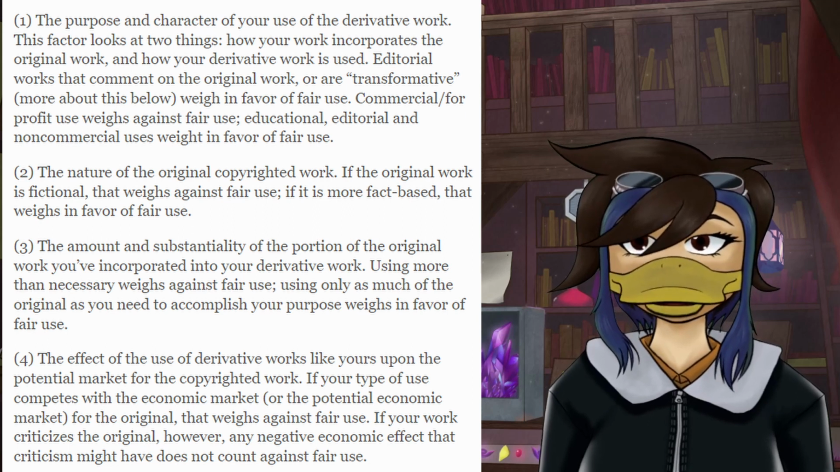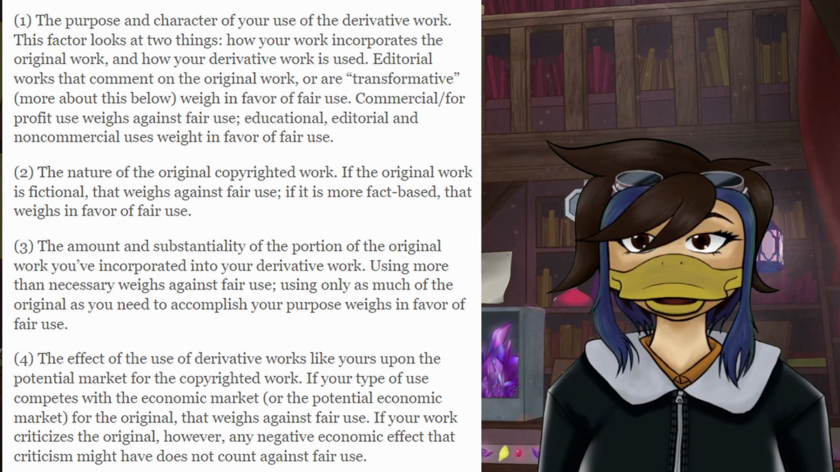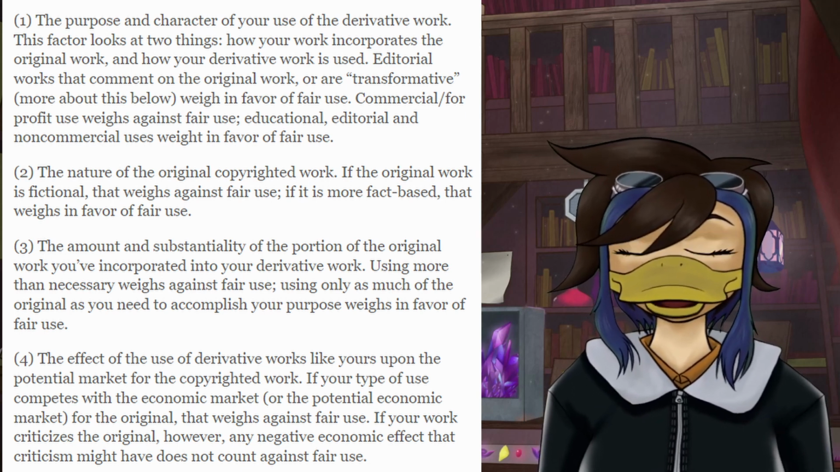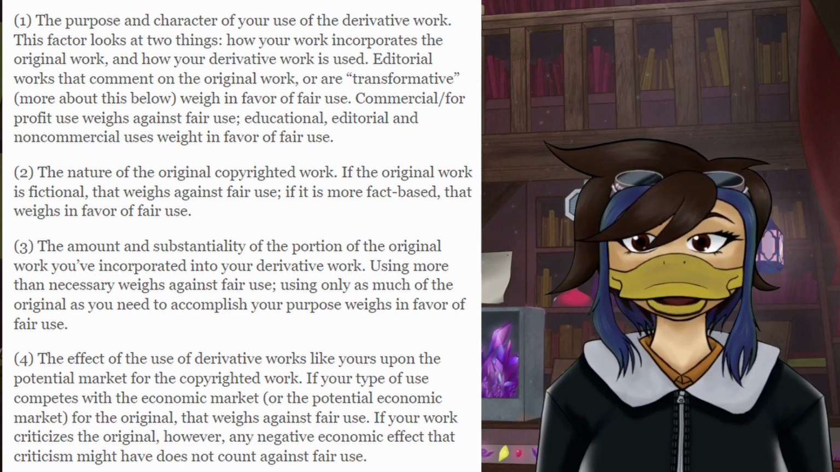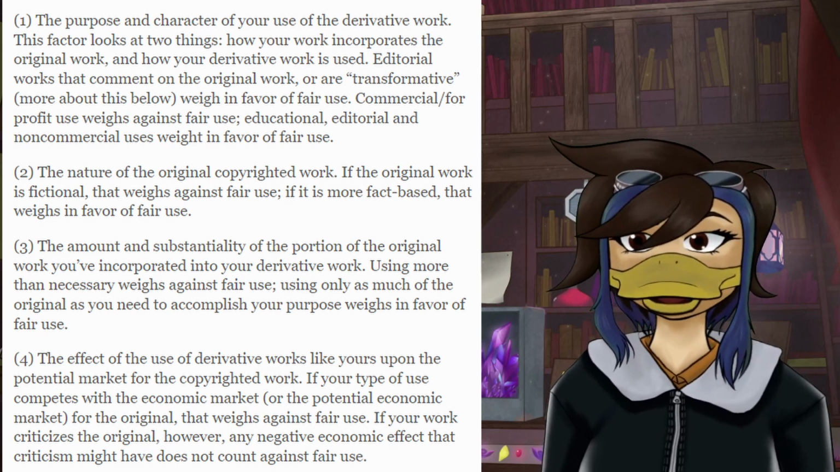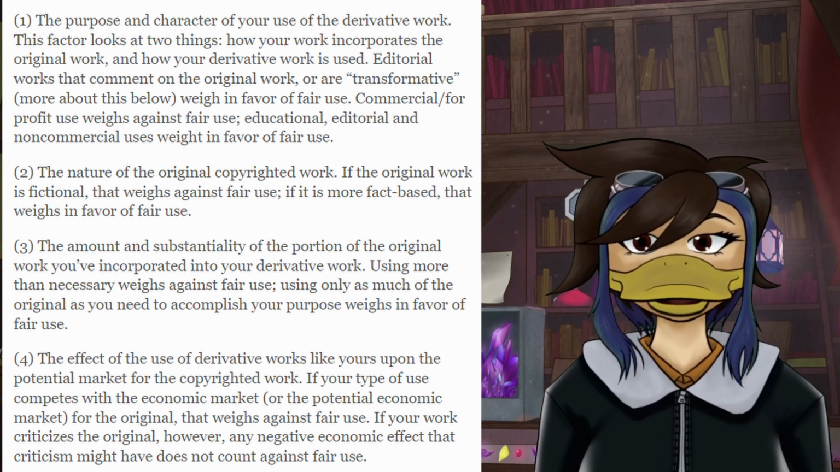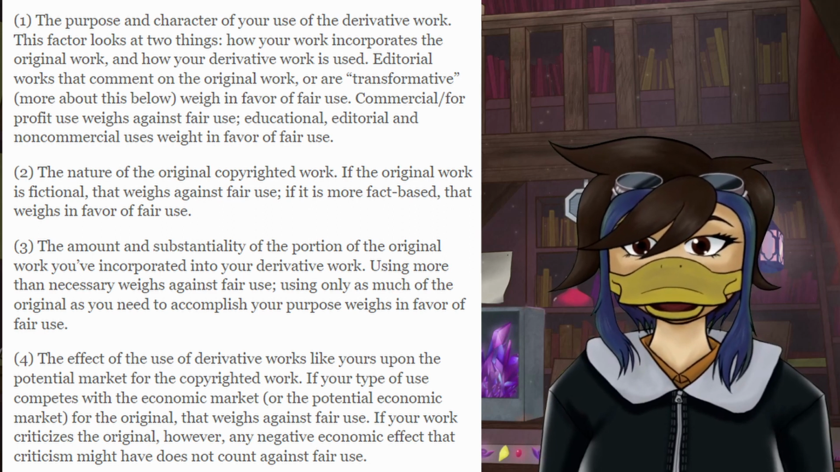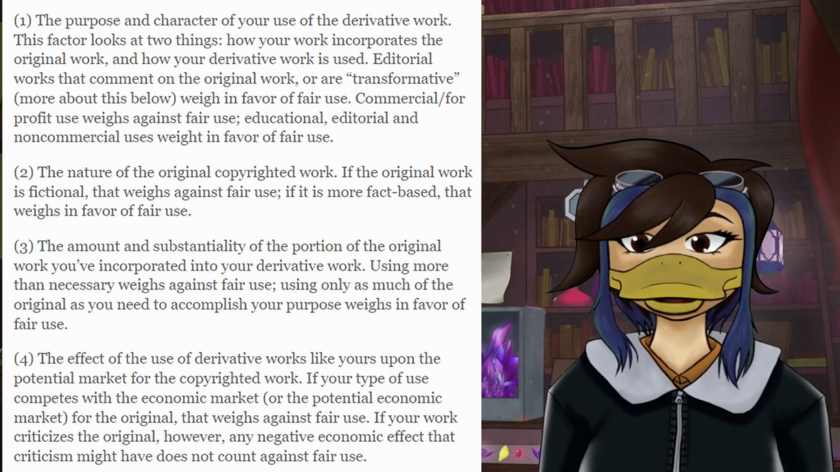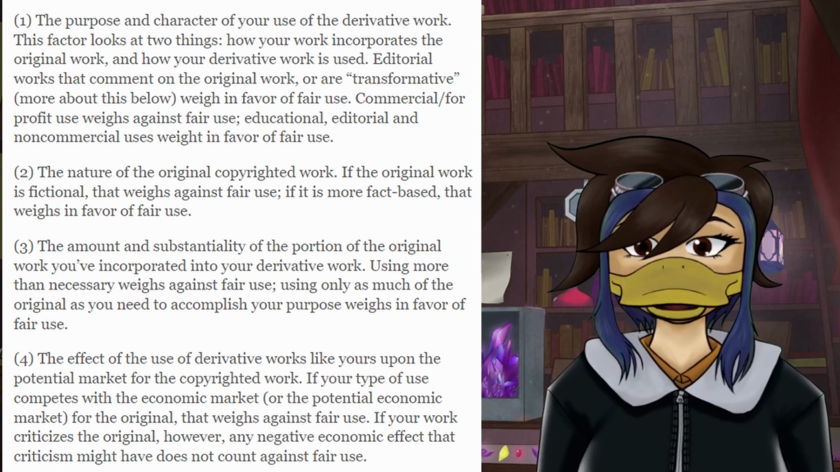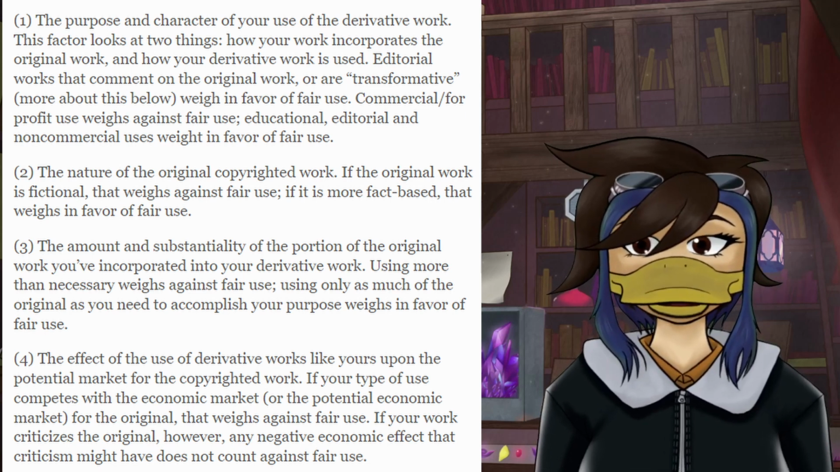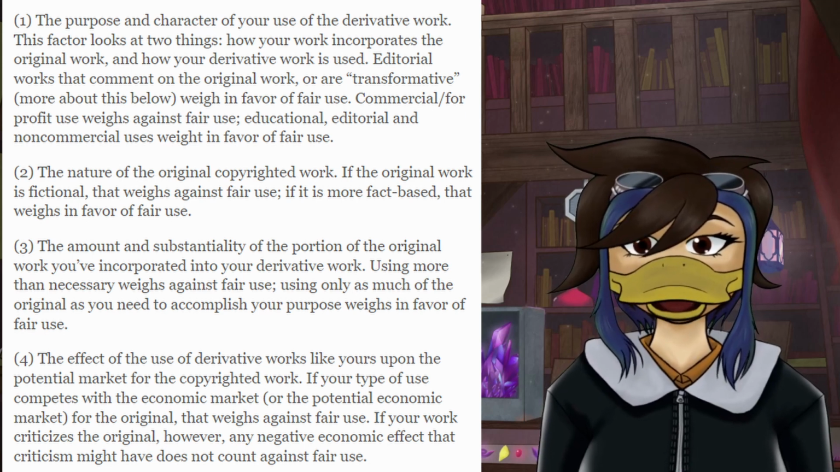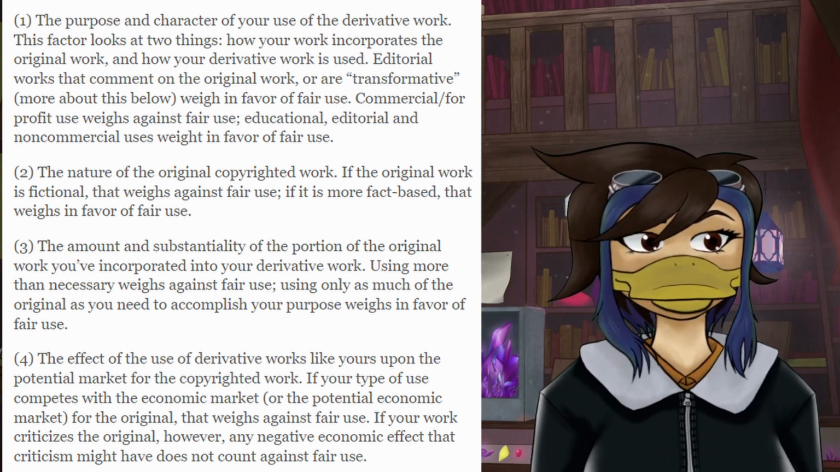Editorial works that comment on the original work or are transformative, more about this below, weigh in favor of fair use. Commercial or for-profit use weighs against fair use. Educational, editorial, and non-commercial uses weigh in favor of fair use. The amount and substantiality of the portion of the original work you've incorporated into your derivative work, that's number 3. Using more than necessary weighs against fair use. Using only as much of the original as you need to accomplish your purpose weighs in favor of fair use.